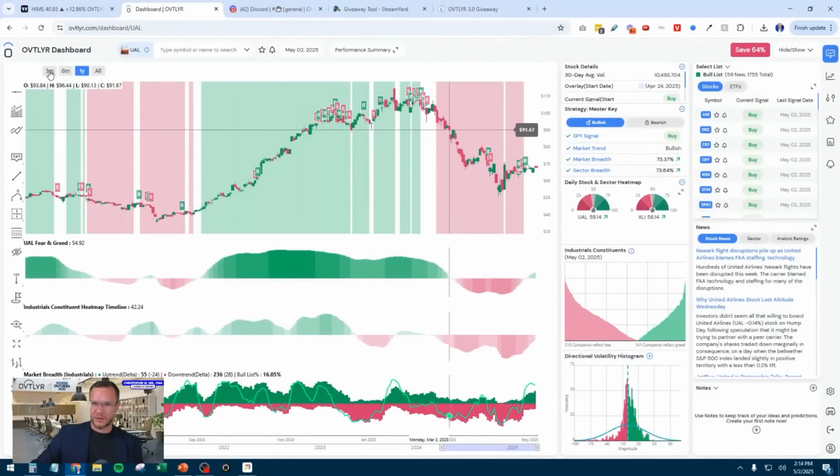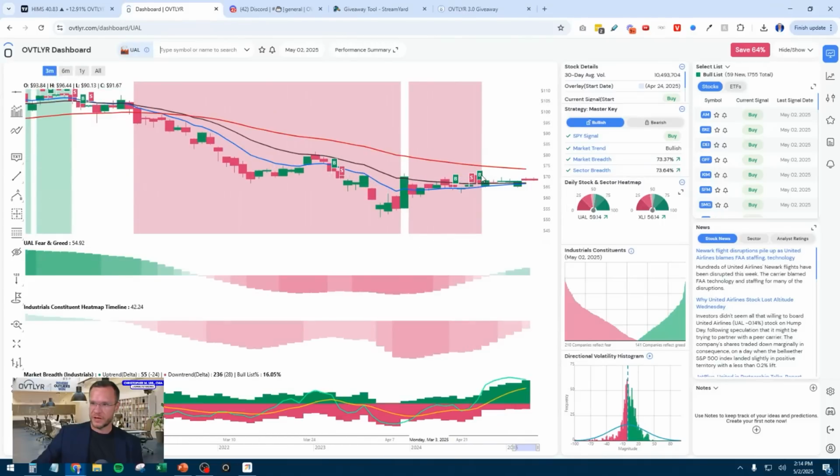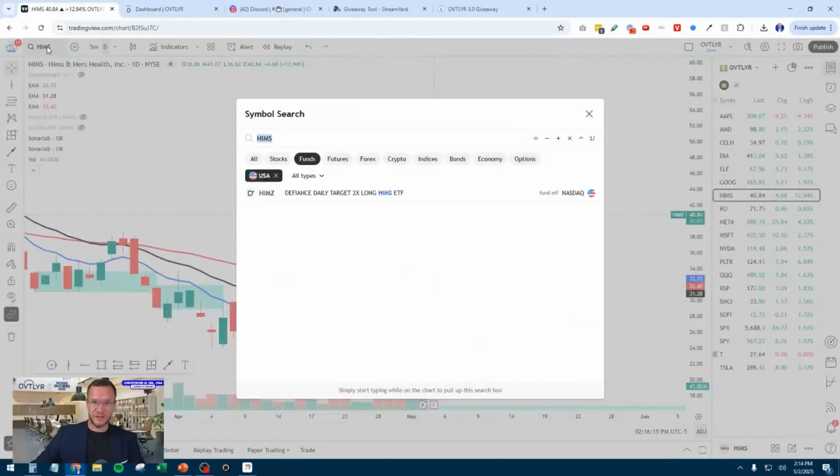Okay, let's go 3-month on the chart. We got a buy signal. We don't quite have that crossover just yet, unless it came through today. Getting more greedy. The industrials is getting less fearful. This looks good too. Let's look at UAL.